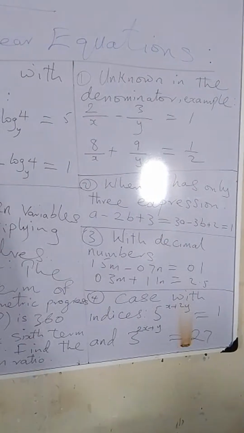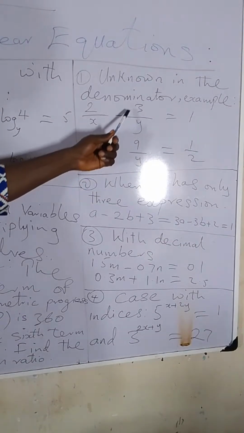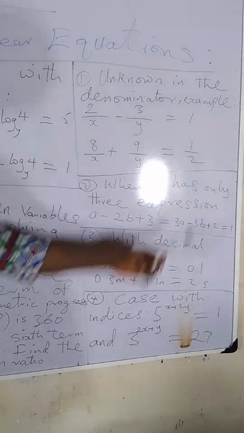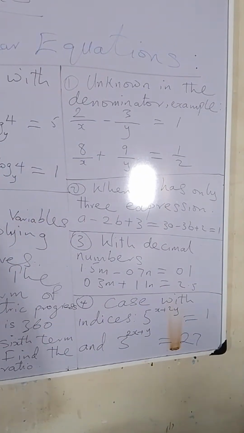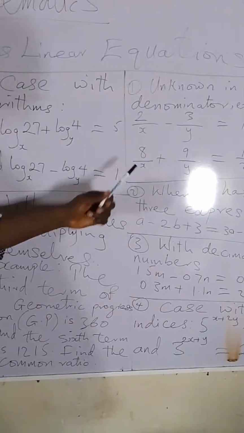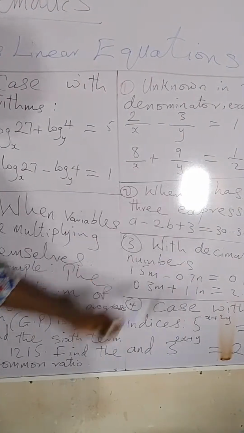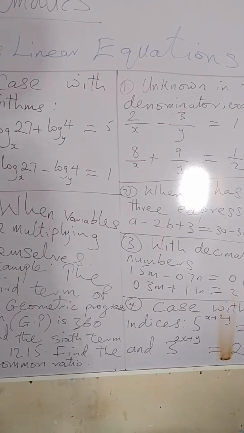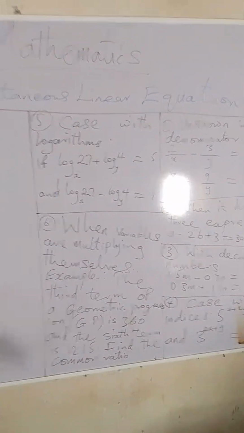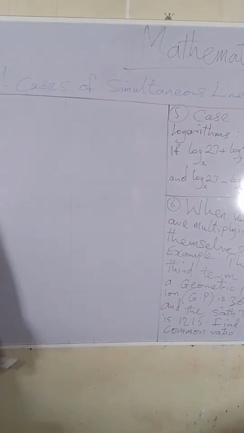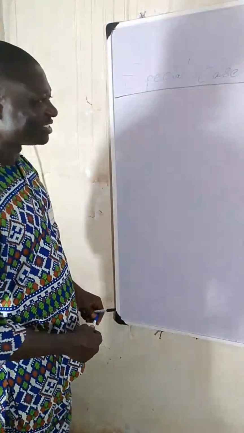Unknown in the denominator. And so in this case, what we have now is 2 over x minus 3 over y is equal to 1. Can you see that? We didn't have a fraction before where the unknown is in the denominator. And the one that we expect to form equation 2 is 8 over x plus 9 over y. Can you see that? So that is the first one we are going to do. And then perhaps when we solve that question, we are going to formulate others to allow you to solve them by yourself. Let us take on the first one.